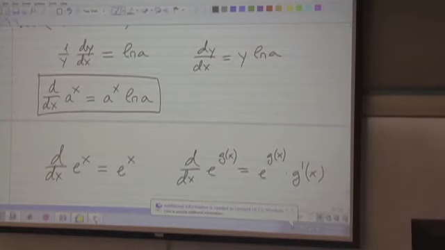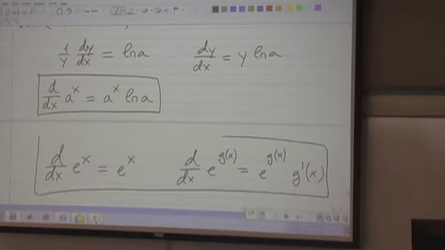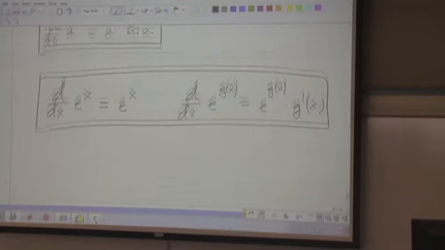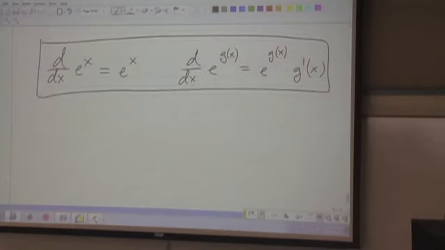Alright, so let's look at some problems. Let's see. Start off slowly or faster? Speed of light? No, I'm just kidding. F of x equals log base 2 of 1 minus 3x. So the question is, what is f prime of x?